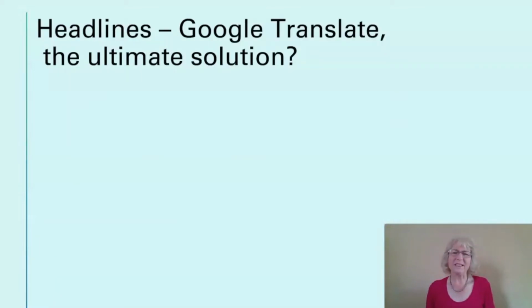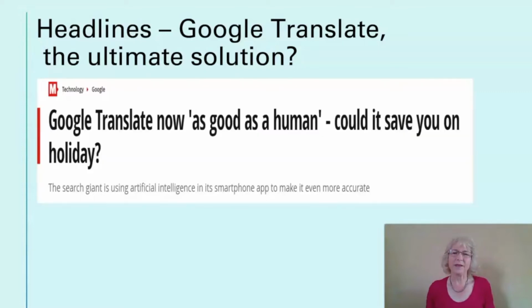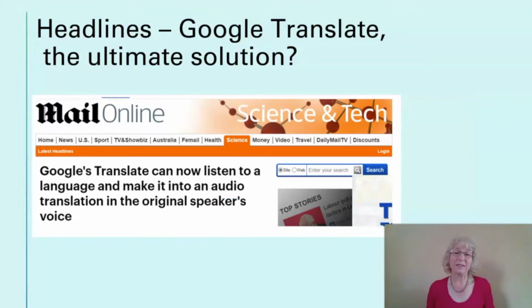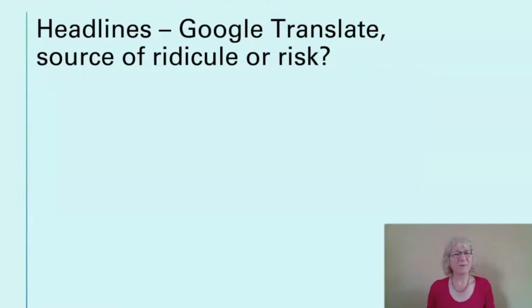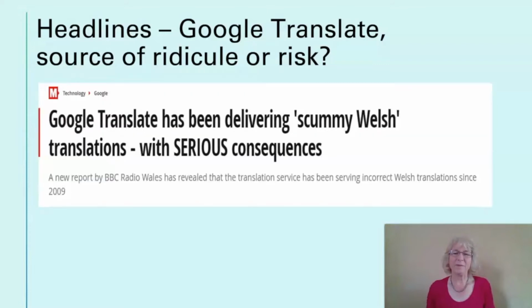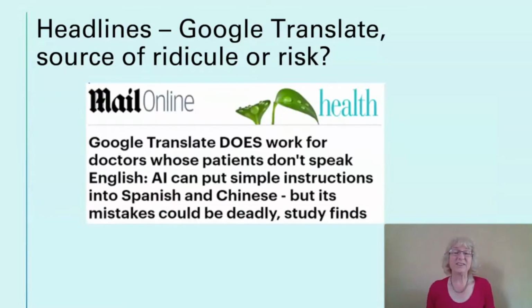Google Translate is often in the headlines. It's often claimed to be the ultimate solution for communication between languages, rendering translators and interpreters redundant in the not-too-distant future. Sometimes, however, reporters poke fun at the errors it makes, or go further to suggest that these could have serious consequences.